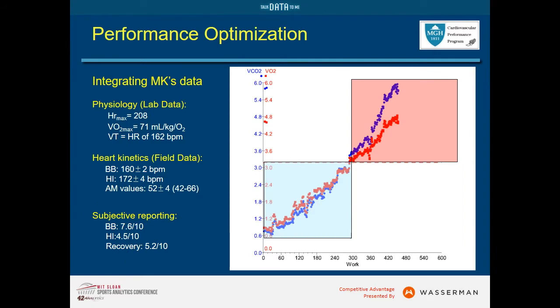So let's integrate this back with what we know about him from the perspective of his physiology. Again, a peak heart rate of 208, peak VO2 is 71, ventilatory threshold heart rate of 162 beats per minute, and we have these field kinetics. We know that during his base building workouts, he's at 180, his high intensity intervals, he's at 172, and he's got this resting heart rate of 52 with this subjective reporting, which I've already gone through. So what does this look like when we start stacking things up?